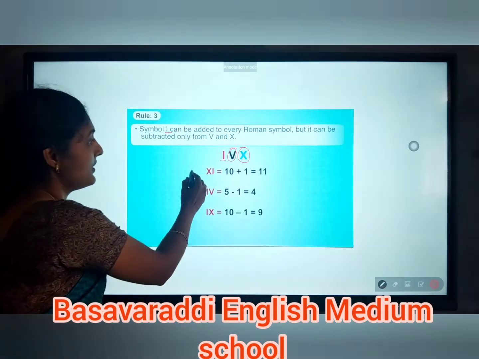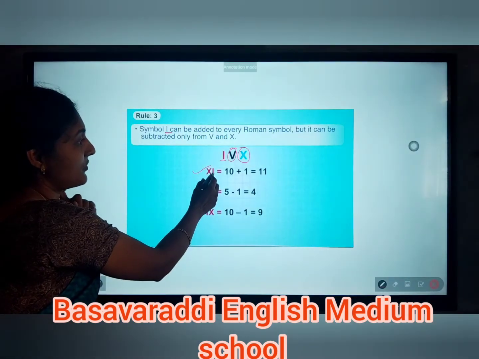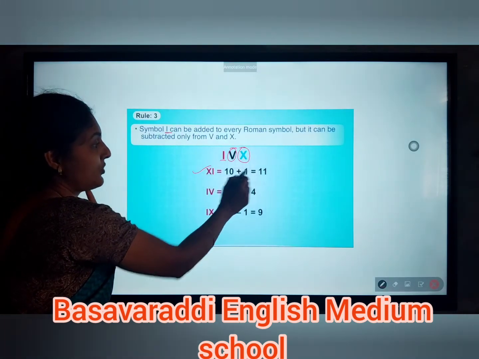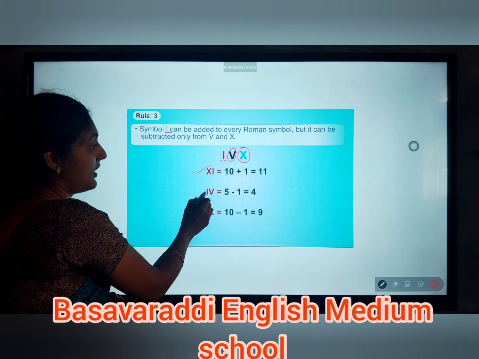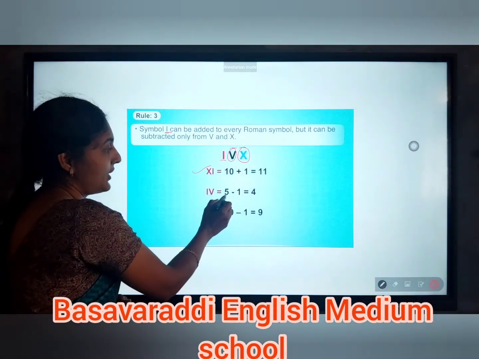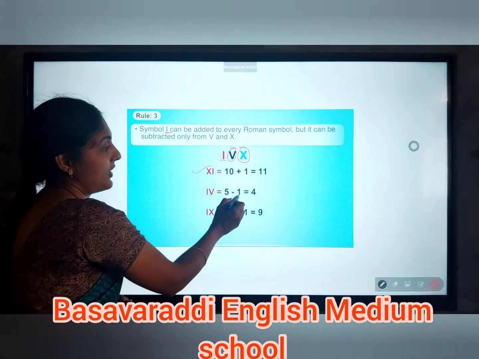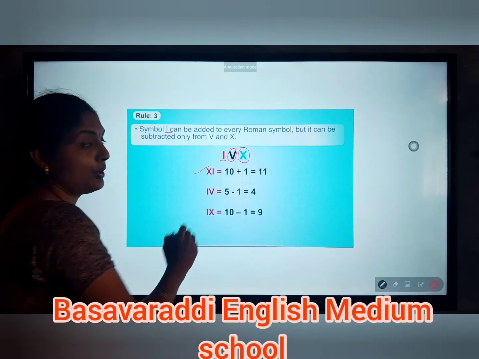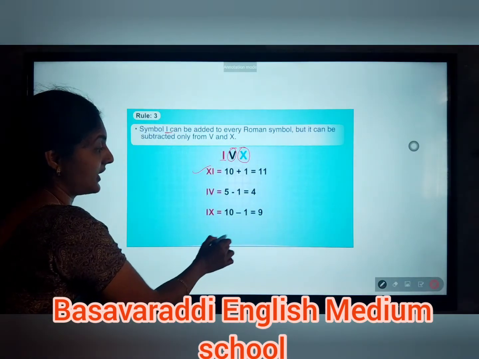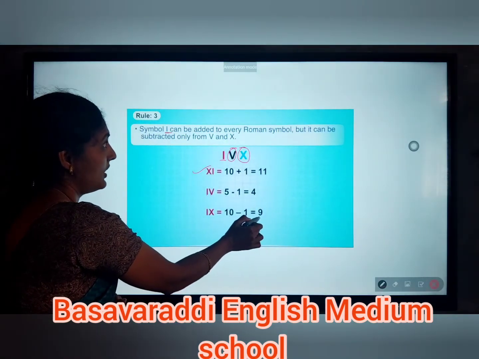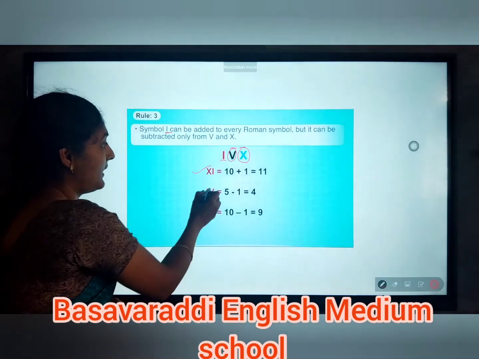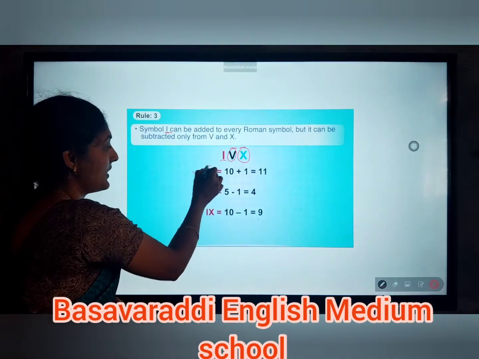For example, X plus I. It means X plus I is equal to 10 plus 1 is equal to 11. V, the value of the V is 5, and the value of the I is 1, so 5 minus 1 is equal to 4. So I and X, the value of the X is 10, so 10 minus 1 is equal to 9. So the I is subtracted from V and X, only these two letters.